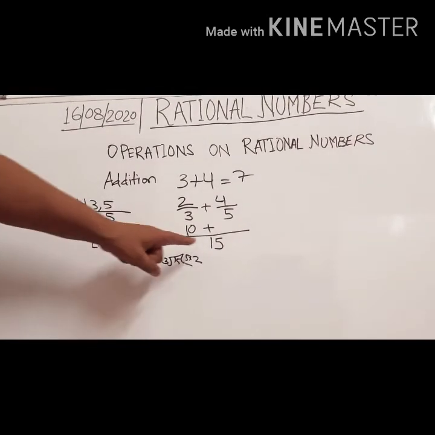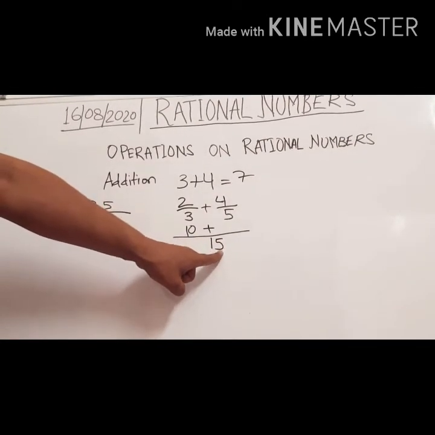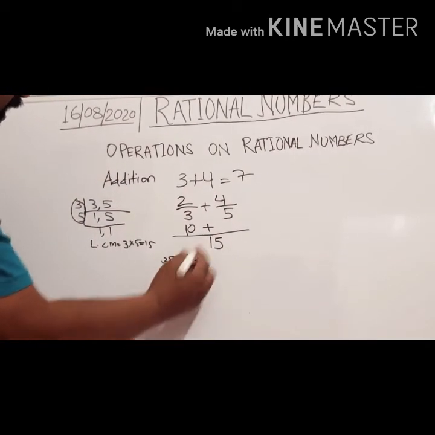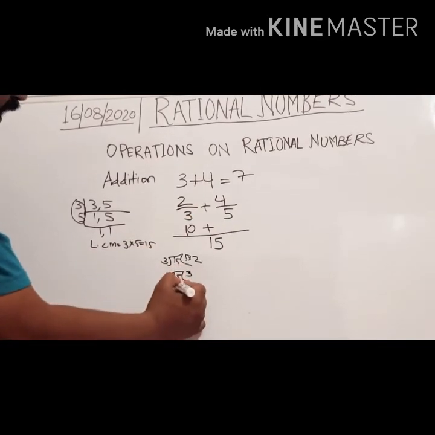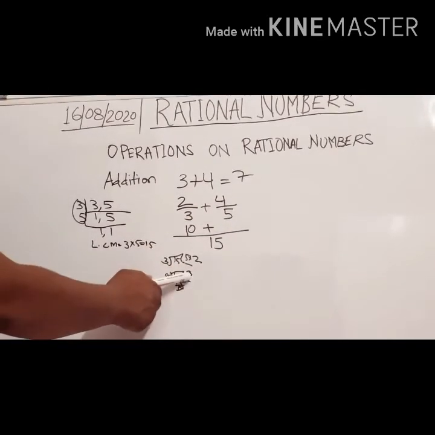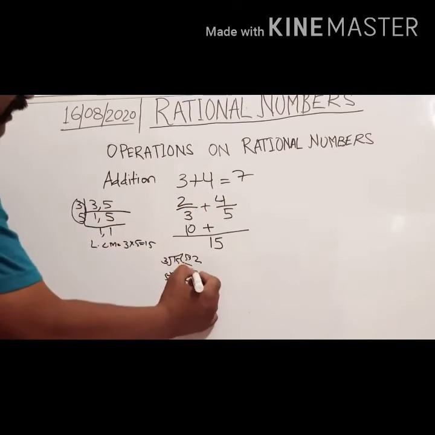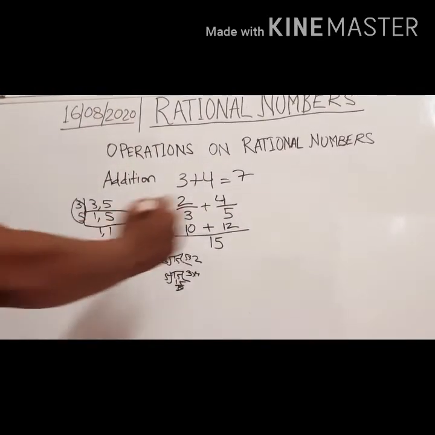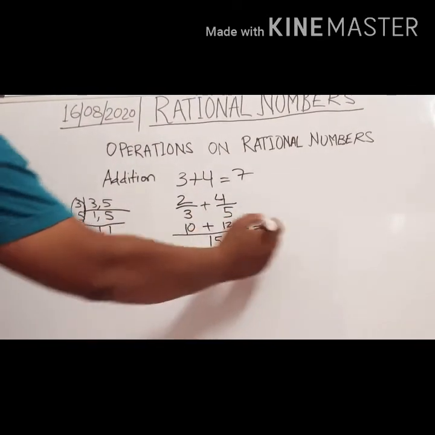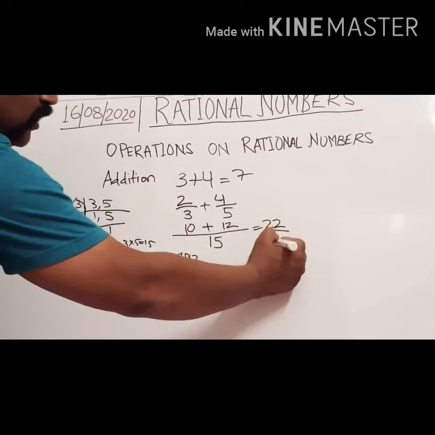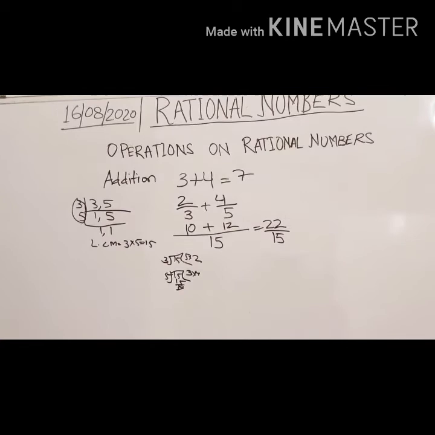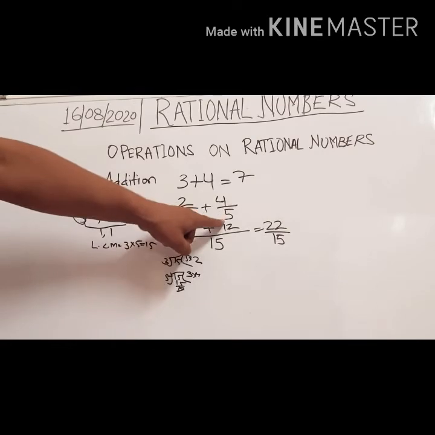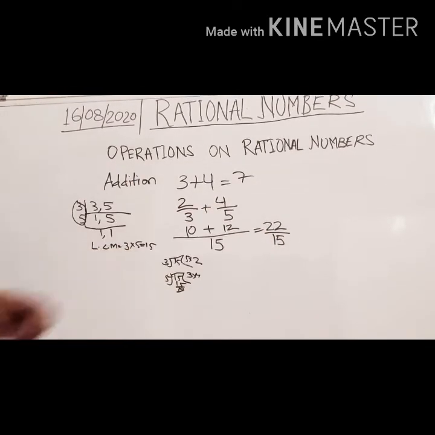Again we will divide this 15 by this 5. Let us see how we will do it. 15 divided by this denominator, 5 3s are 15. Now this 3 will be multiplied by the numerator, 3 4s are 12, so we will write 12 here. Now 10 plus 12 is 22 upon 15. This is the addition of the two rational numbers 2 by 3 plus 4 by 5. The answer is 22 by 15.